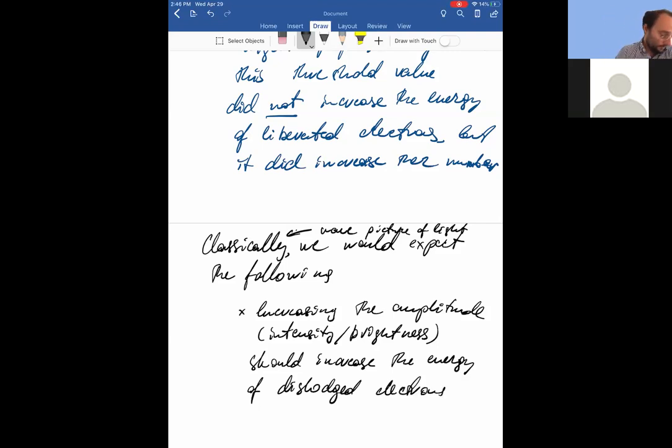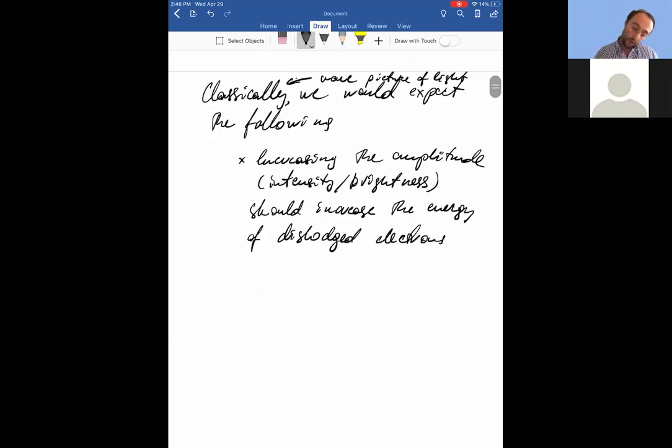You might say, well, but there's some critical energy that's required to dislodge electrons from a metal, and that's right. That critical energy is called the work function. But beyond that, if you increase the amplitude, you would expect increasing the kinetic energy. So yes, the work function might suggest that there's a critical amplitude or critical brightness, but beyond that, kinetic energy of dislodged electrons should increase.